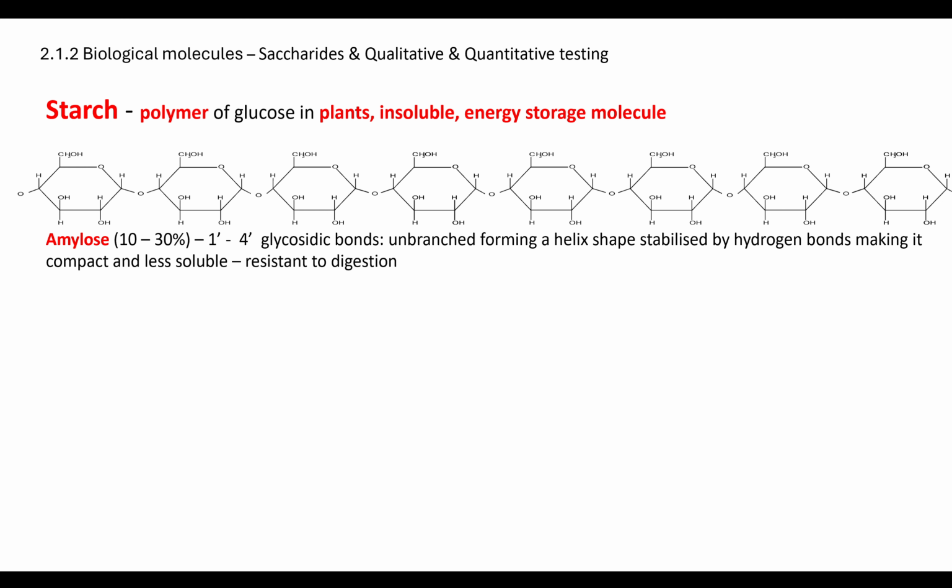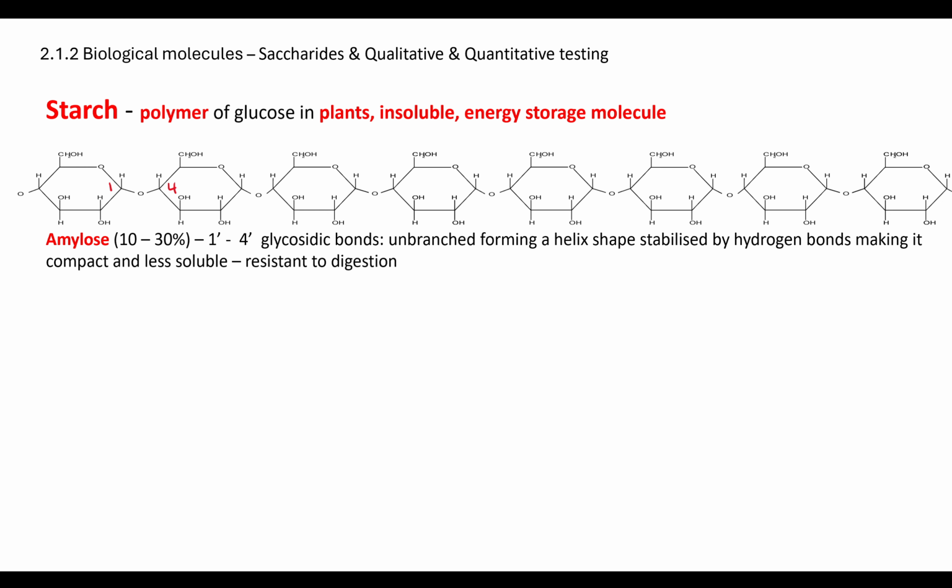Now amylose is a polysaccharide which is held together with 1 to 4 glycosidic bonds. So therefore it is an unbranched molecule, but because of those 1 to 4 glycosidic bonds and their positions, this unbranched molecule will actually form a helix shape. Now that helix shape is stabilized by hydrogen bonds within the molecule. That means that it can be compacted down and is less soluble. It also means that it's very resistant to digestion.